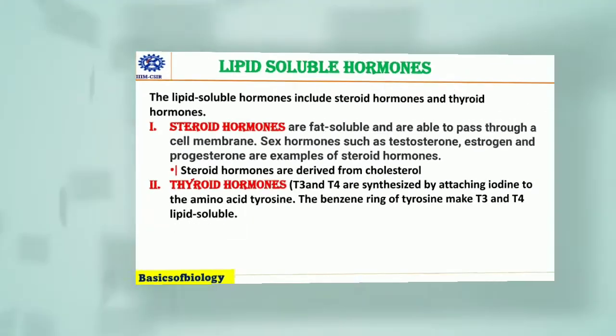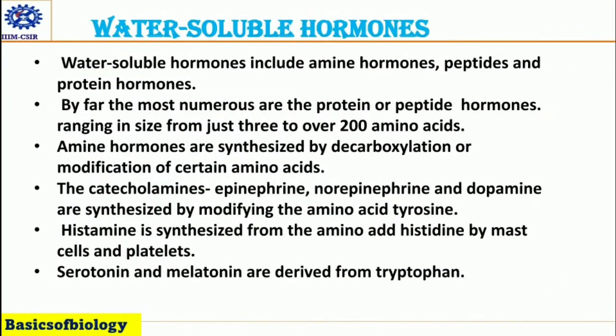Coming to the second class of hormones, which is water-soluble hormones. The water-soluble hormones include amine hormones, peptide and protein hormones. By far, the most numerous are the protein or peptide hormones, ranging in size from just 3 to over 200 amino acids. The amine hormones are synthesized by decarboxylation or modification of certain amino acids.